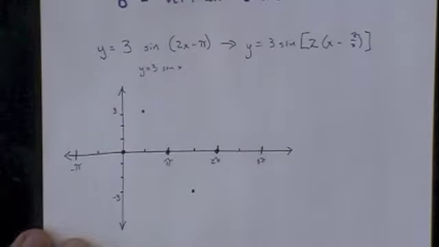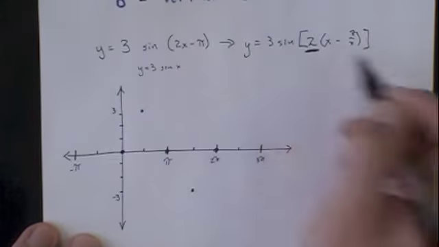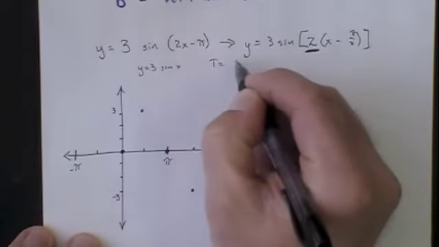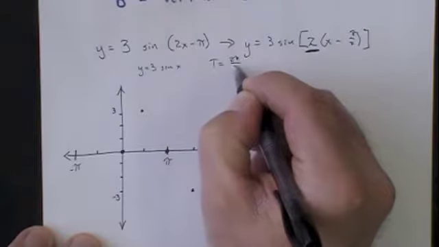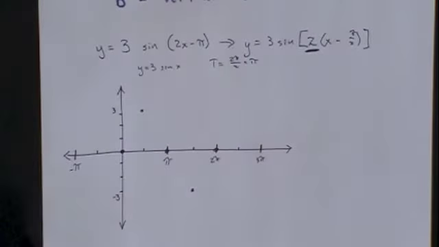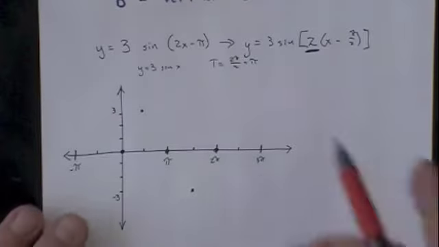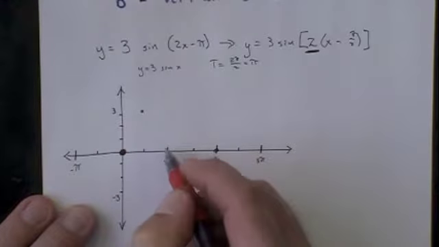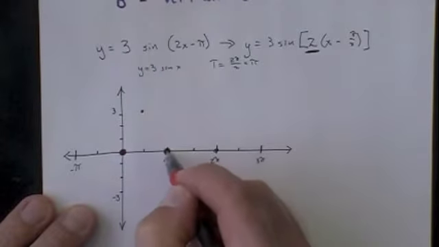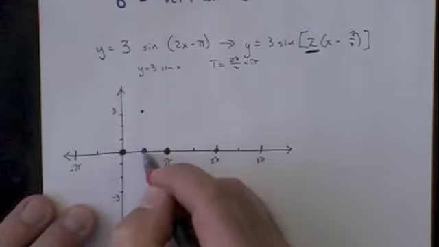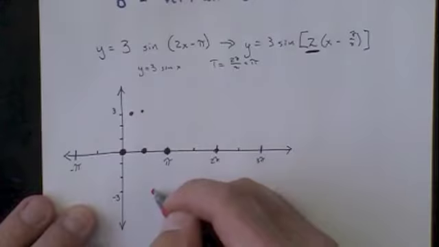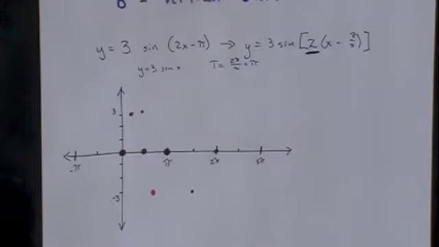Now, as we do these shifts, things that we want to pay attention to, first of all, the 2 right here changes our period. So we're going to, again, think of 2 pi divided by 2 gives us a period of pi. So we can change that. So now we're going to still have a critical point there. Now we're going through to here, halfway we cross again, halfway in between those, high point, halfway in between those, low point. There's some more critical points.